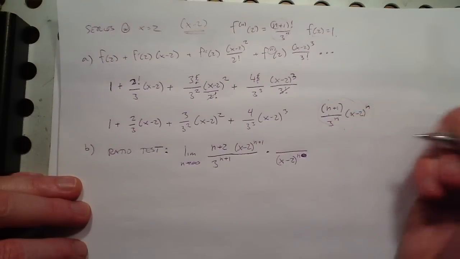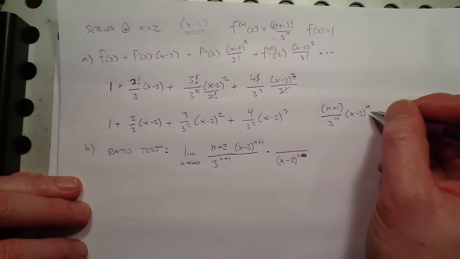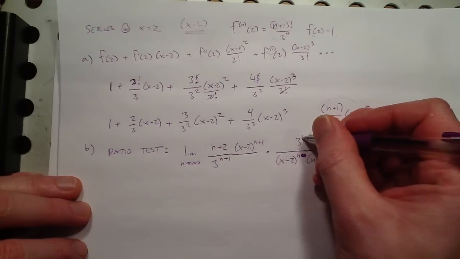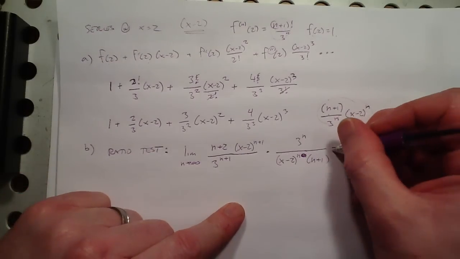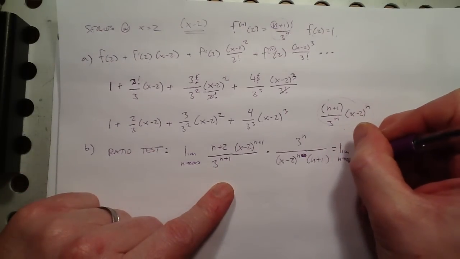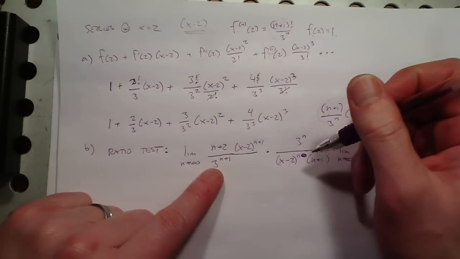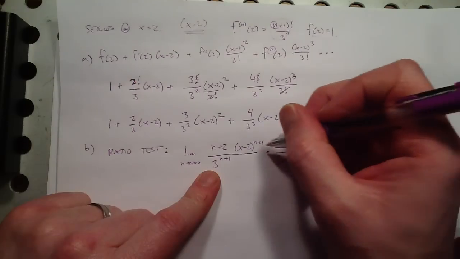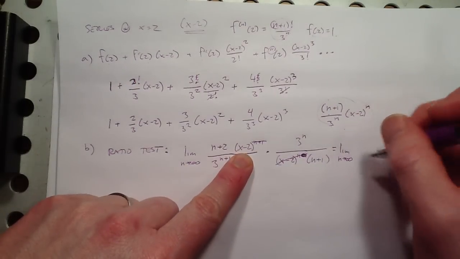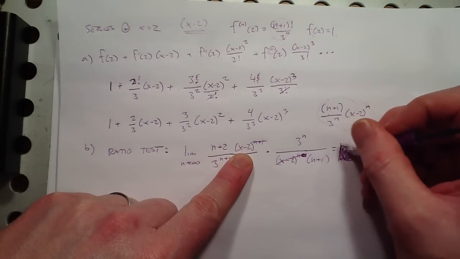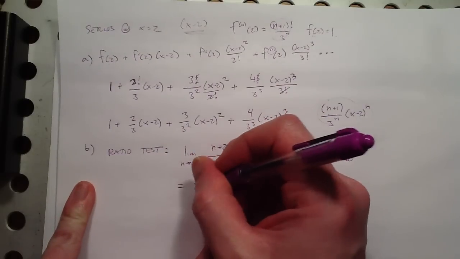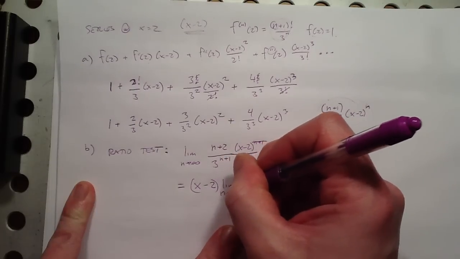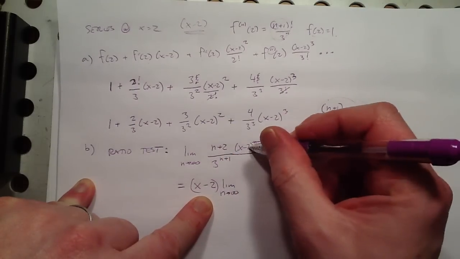Oops, the n term, sorry. It looks just like this upside down. So the n plus 1 will be down here, and the 3 to the n will be here. All right, simplifying that, I've got one extra x minus 2 here, which actually should be outside of the limit, right? X minus 2, because the limit is about n's approaching infinity, not x's, so that goes outside.